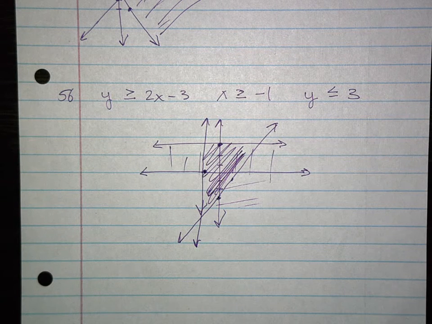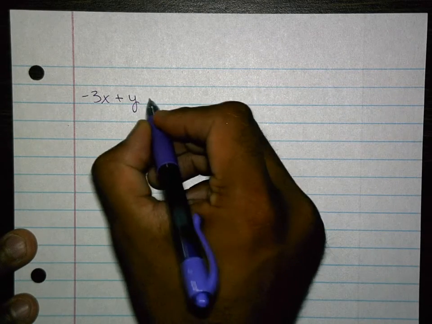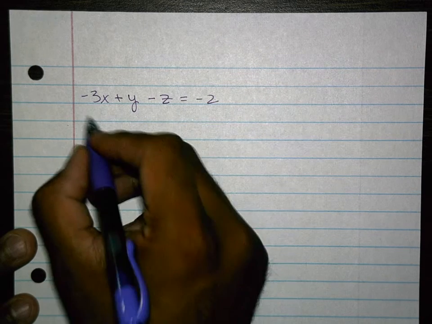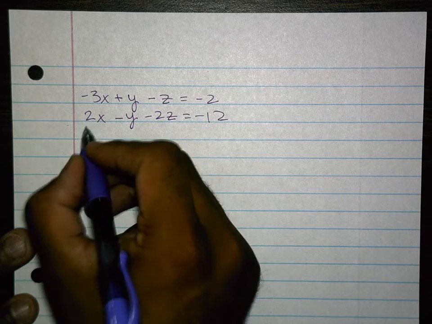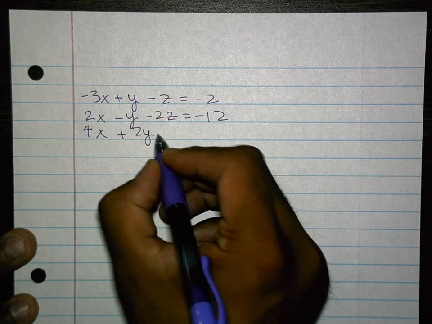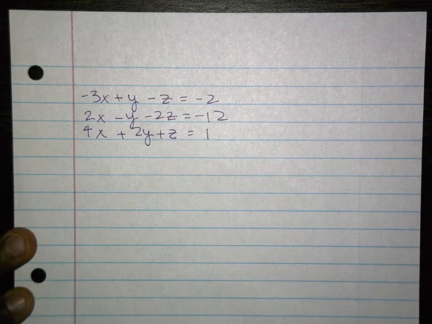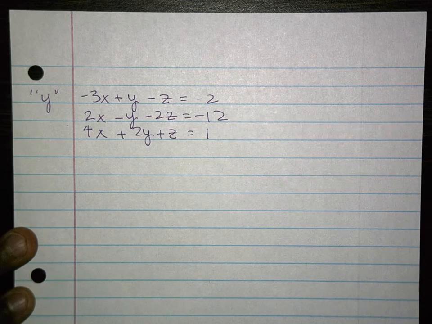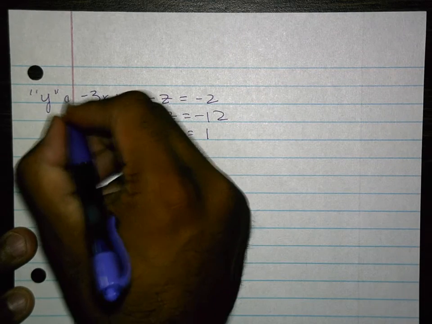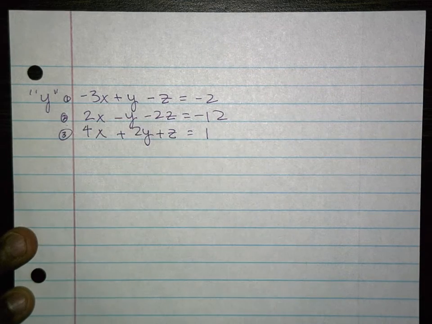And last question, number 58. It's a 3-variable system. So we get negative 3x plus y minus z equals negative 2. 2x minus y minus 2z equals negative 12. And 4x plus 2y plus z equals 1. And I got to pick a variable to get rid of, and I'm going to get rid of y. Like I see these two here. So that's equation 1, that's equation 2, and that's equation 3.